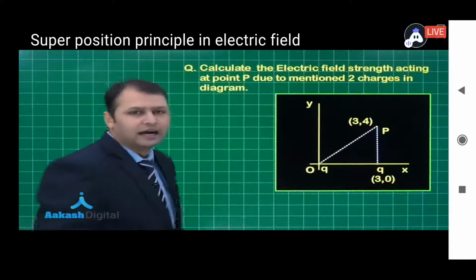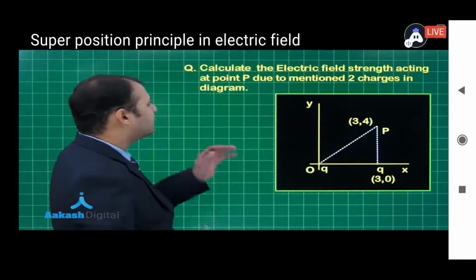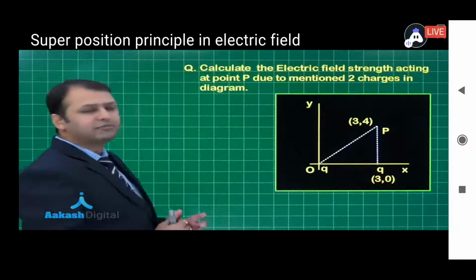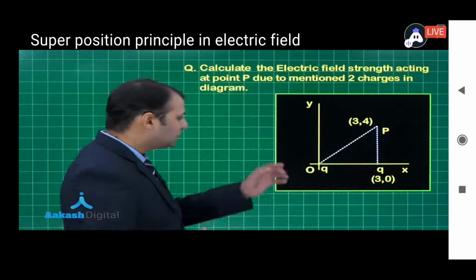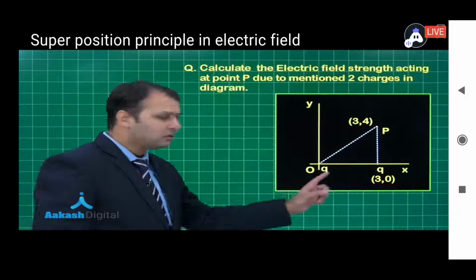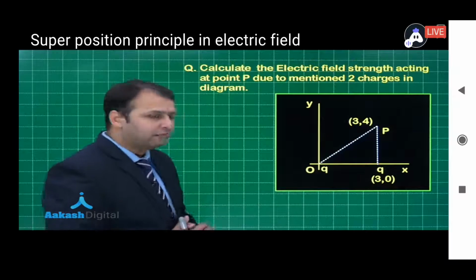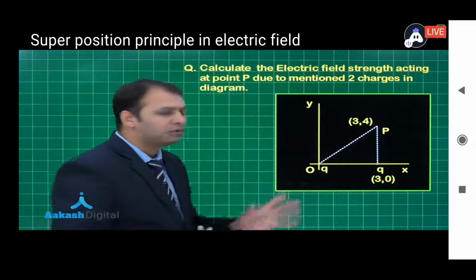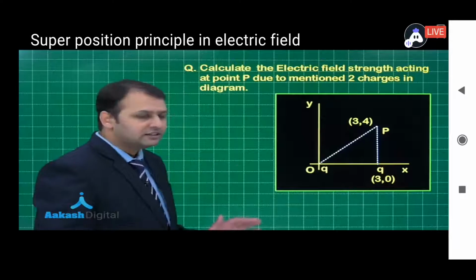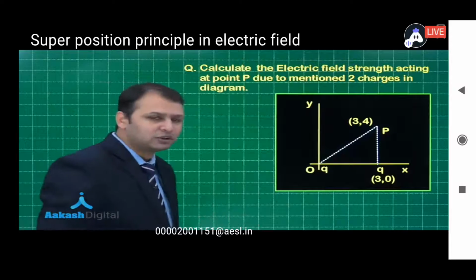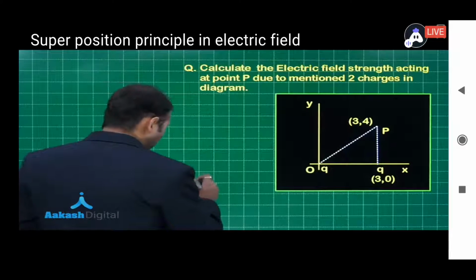Now, here, as per the question, we have to calculate the electric field strength acting at point P due to the two charges mentioned in the diagram. There are two charges Q and Q, one at origin, one at (3, 0). And the point P is located at (3, 4). We have to find the electric field due to both of these. Simply, it's an application of superposition principle. Let's start with the solution.